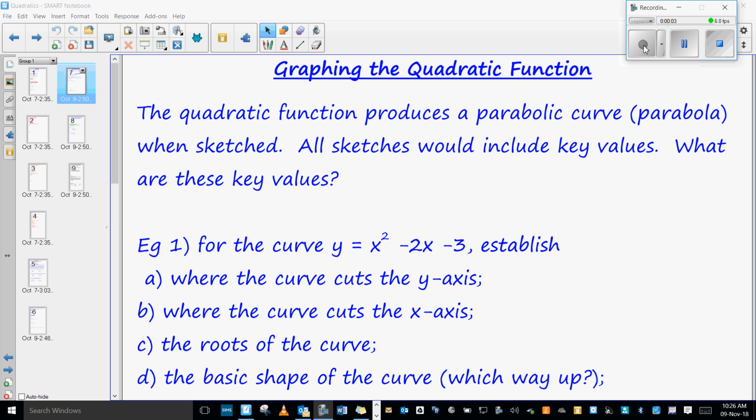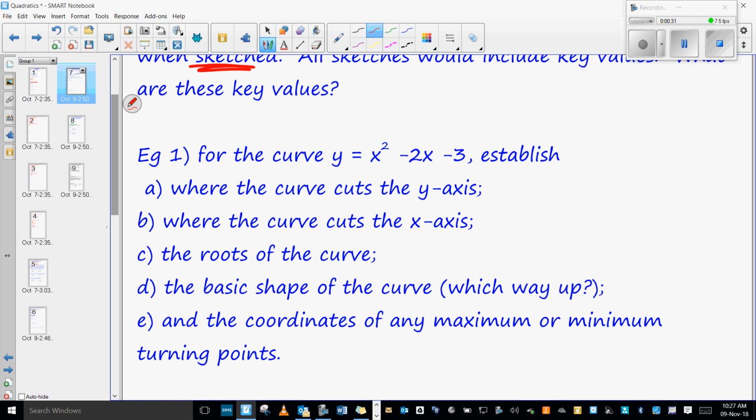If you're asked to graph a quadratic function, you should be quite comfortable doing this, but I'm just going to go through the procedure that you probably want to follow in order to make sure you're sketching or drawing it properly. Now, the thing with a sketch is that it's not a perfect diagram, so you don't need to find coordinates and plot them. We're just looking for key features of the graph. So, we're going to sketch the curve y equals x squared minus 2x minus 3.